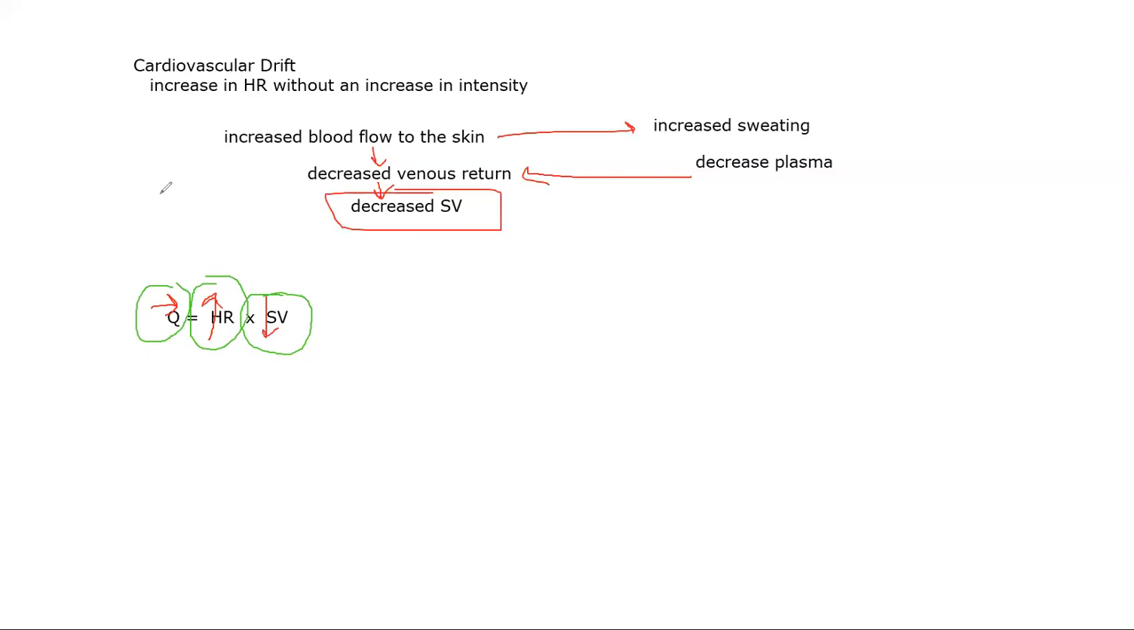The other reason increased blood flow to the skin decreases blood flow to the heart is because you're sweating and losing plasma. So you have less blood, period. Less blood will go to the heart, less blood will come out of the heart. If you're trying to maintain your intensity, you have to maintain the cardiac output. Cardiac output depends on heart rate and stroke volume. So if stroke volume is dropping, your heart rate has to increase to make up for that, so you can maintain your intensity. We good?